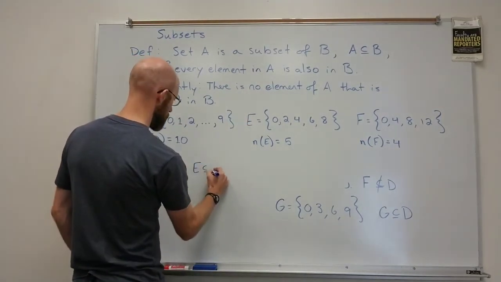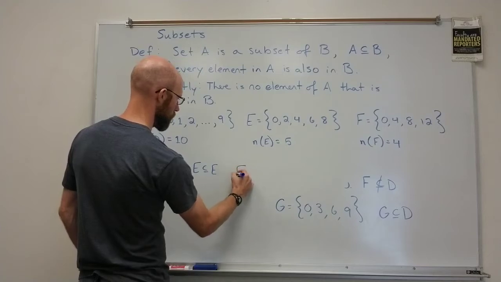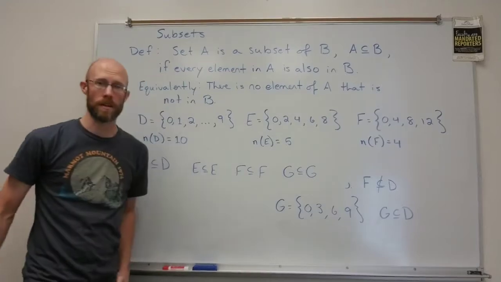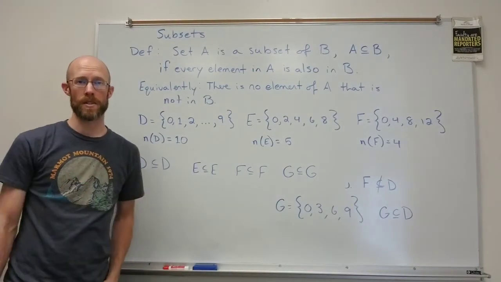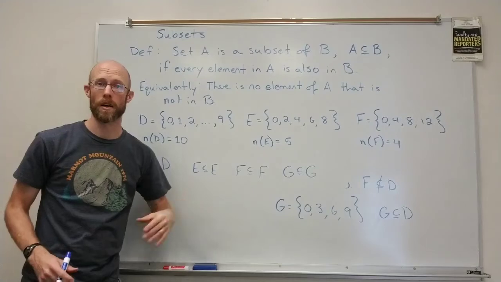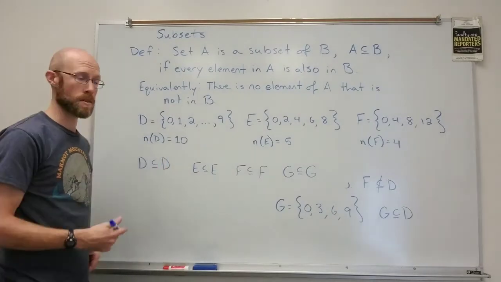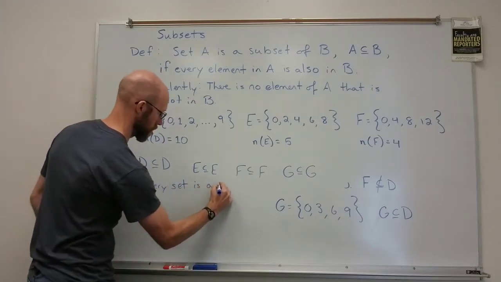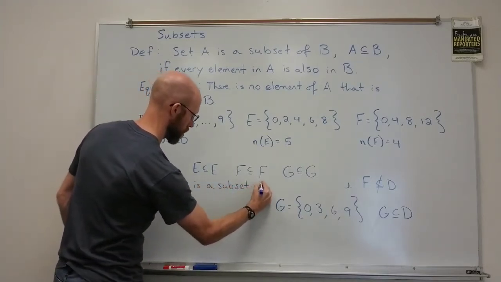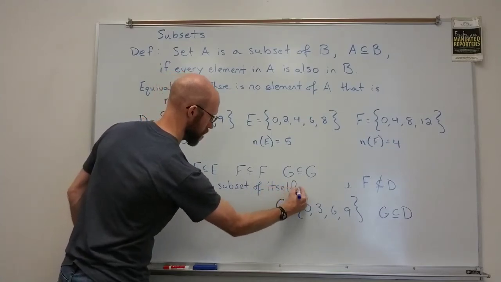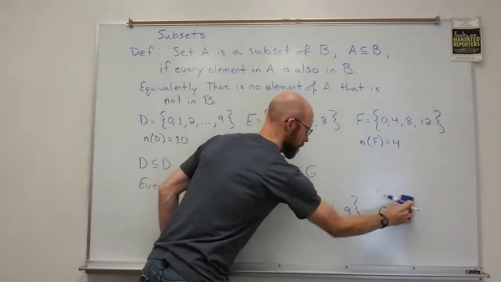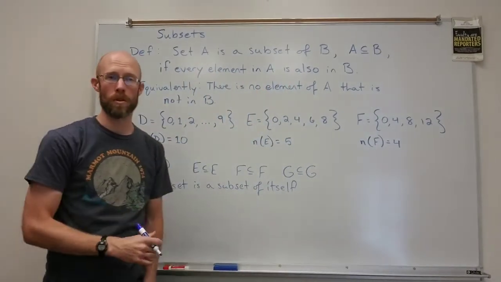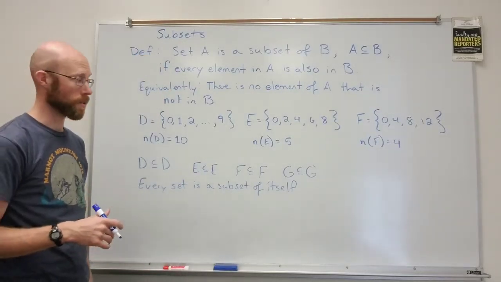E is a subset of E. F is a subset of F. G is a subset of G. Every set is a subset of itself, and this works not just in this example, but in general. Every set is a subset of itself. That's very important, and we'll see that show up again later on.